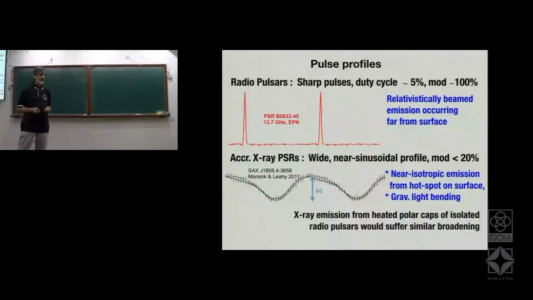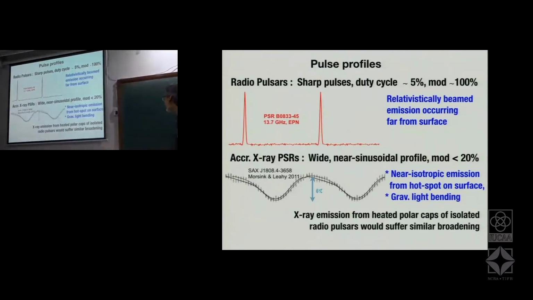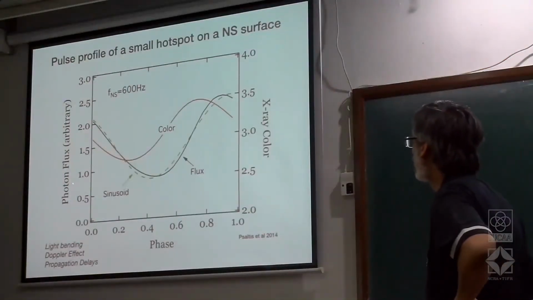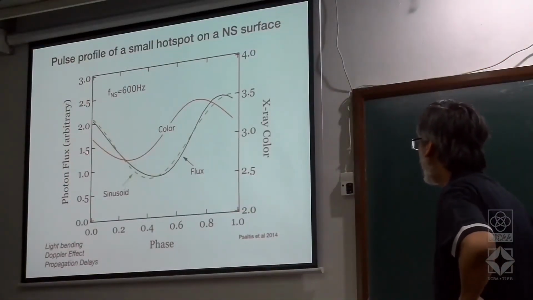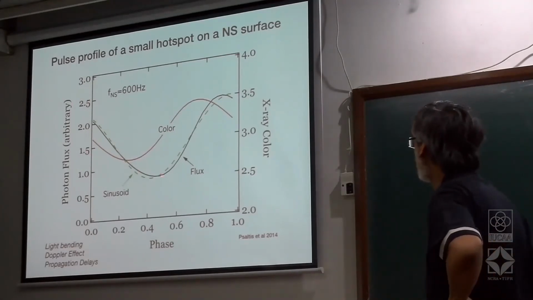Secondly, emission coming from the surface undergoes a fair amount of light bending because of general relativity. So it then smoothens out the outgoing direction even more. So once you put all the effects in, then for a point hotspot, you can ask what kind of profiles you will see. So for example, flux and temperature, color.